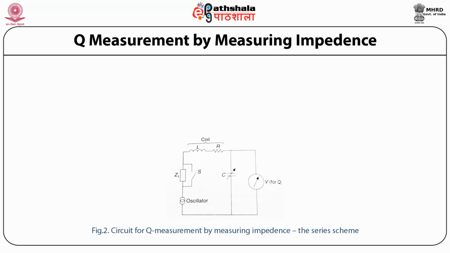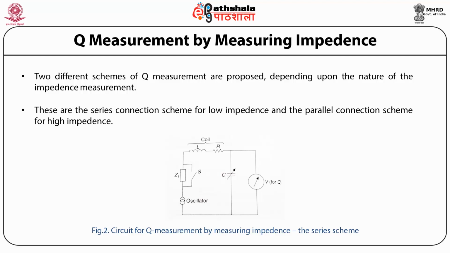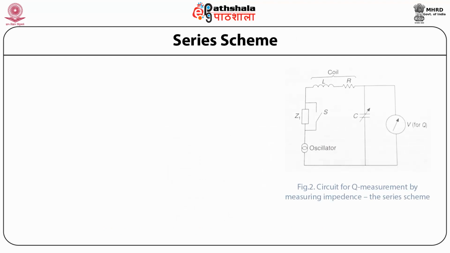Now students, let us study the Q measurement by measuring impedance. Two different schemes of Q measurement are proposed depending upon the nature of the impedance measurement. These are the series connection scheme for low impedance and the parallel connection scheme for high impedance. First of all, let us consider the series scheme.